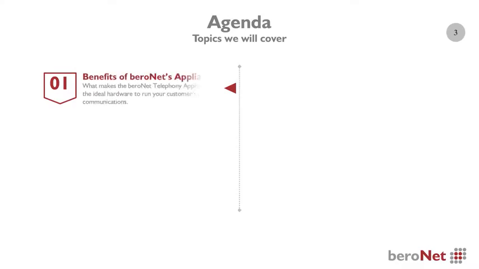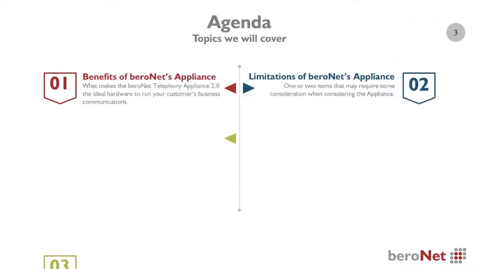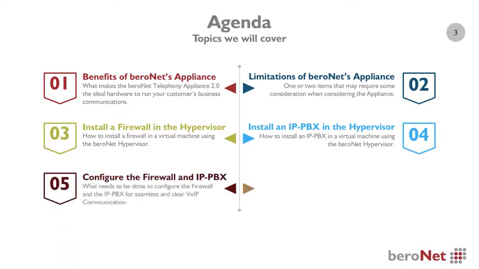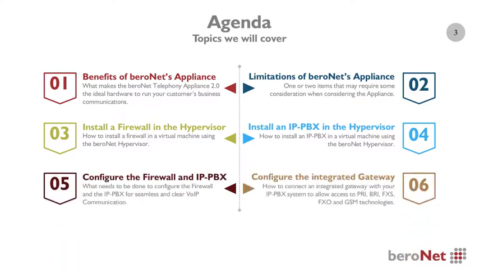During this presentation, we will cover the benefits and limitations of the beroNet Telephony Appliance 2.0, installing and configuring a firewall in the beroNet hypervisor, how to install and configure the mobydick IP PBX system, and how to use an integrated beroNet gateway to connect the IP PBX with both FXS extensions and an ISDN connection.